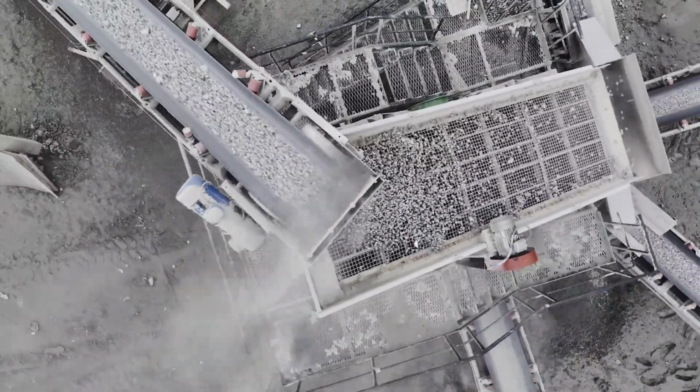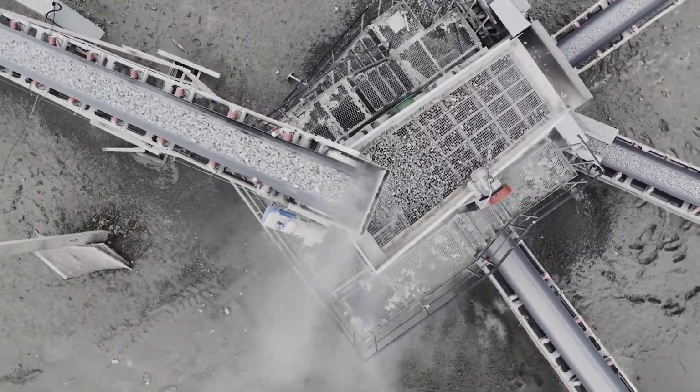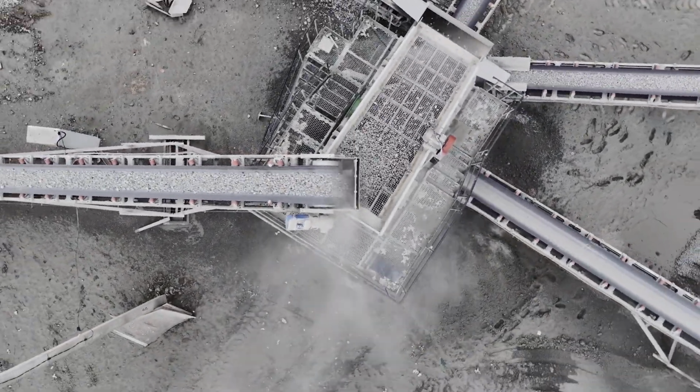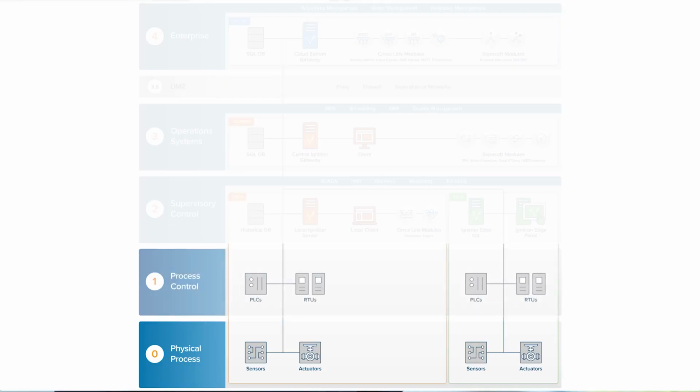Depending on how your system is organized, Ignition can interact directly with these I/O devices. One example would be a rock quarry with live camera feeds of conveyors displayed on an Ignition workstation to give operators increased visibility. Moving up to level 1, we reach process control.